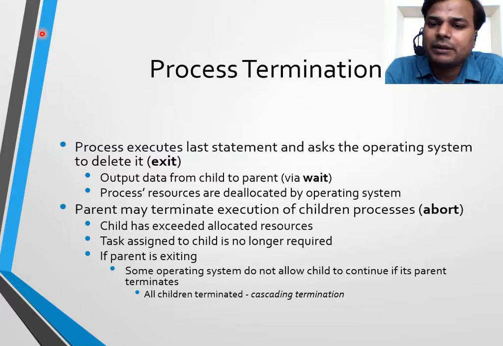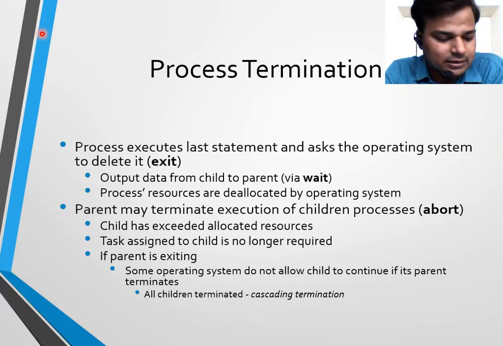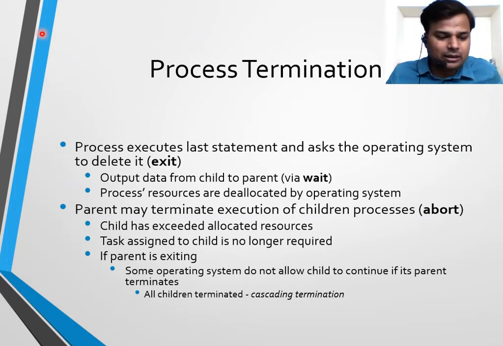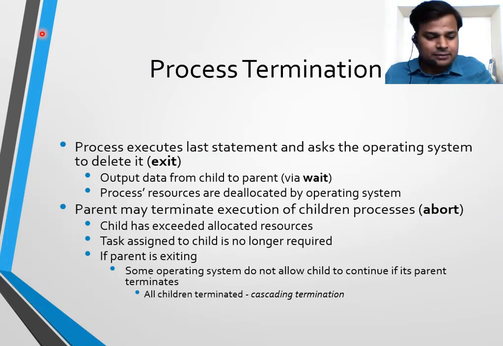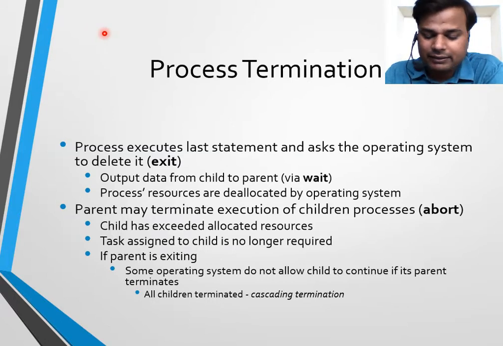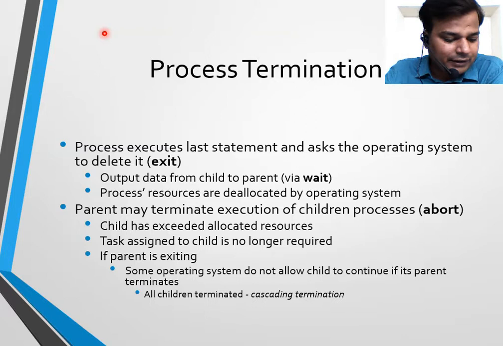There might be 4 conditions. First can be normal exit. It means your task is done and you are leaving the system. It is a voluntary exit. Another can be error exit. It means some error occurs and you want to exit from there. This is also a voluntary exit. Fatal error can be there. Some bug can arise, like a number divided by 0, a divide error. So these are your fatal errors.